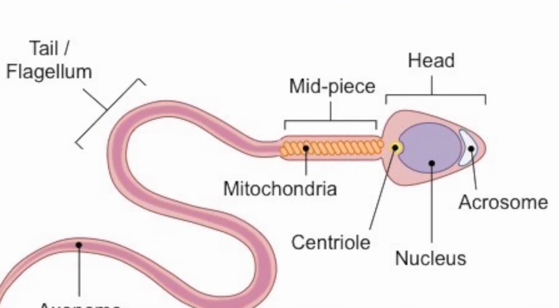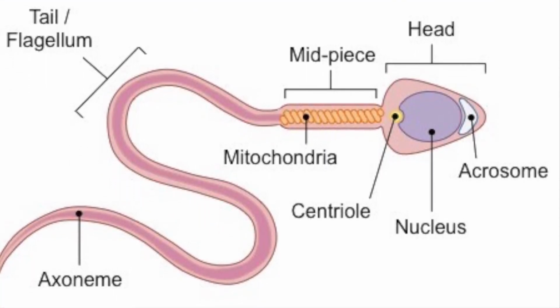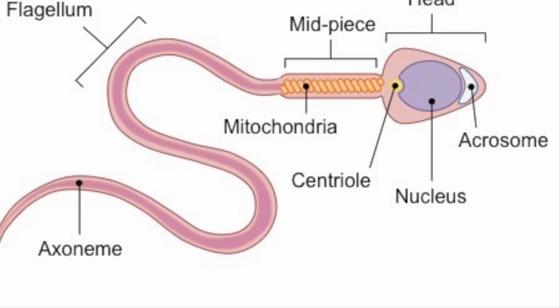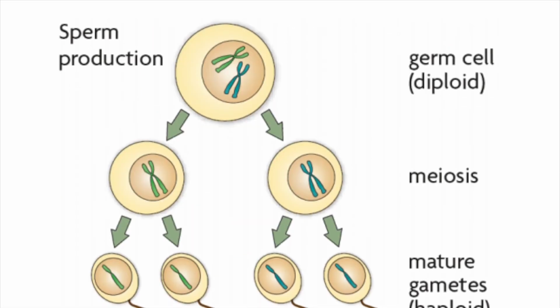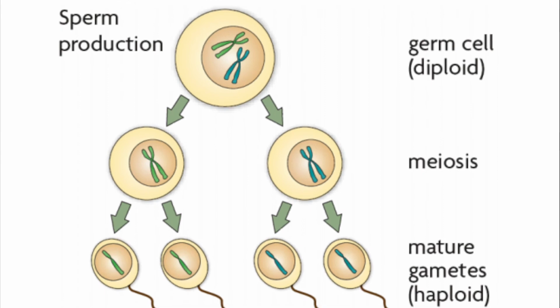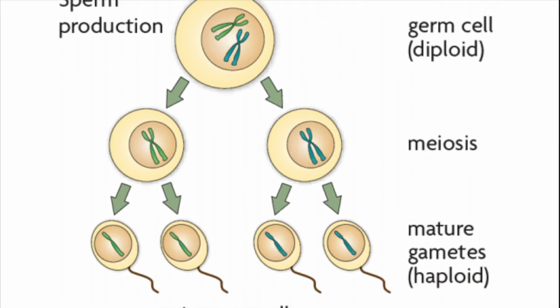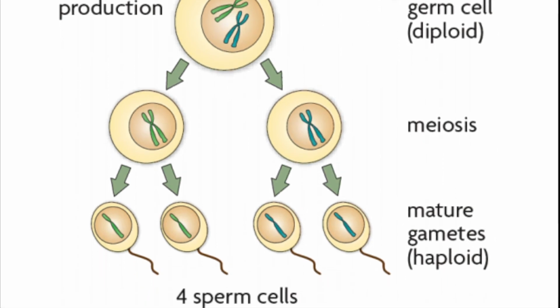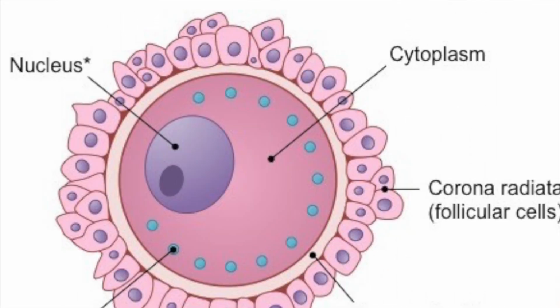Meiosis in males produces sperm cells. Sperm cells are small and mobile, with tightly packed DNA and a flagella. The original germ cell goes through meiosis and produces 4 mature gametes, as shown in the picture here. The sperm cell gives its DNA to the embryo during the process of sexual reproduction.